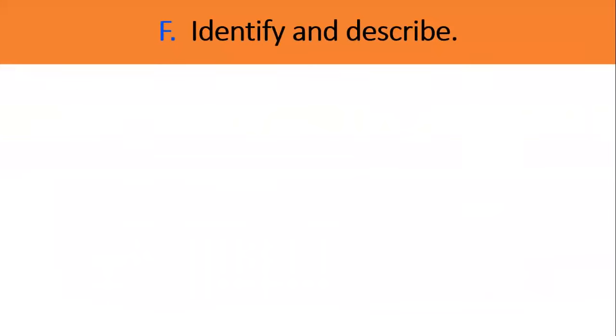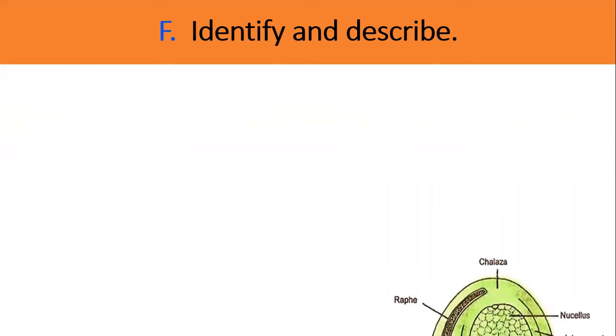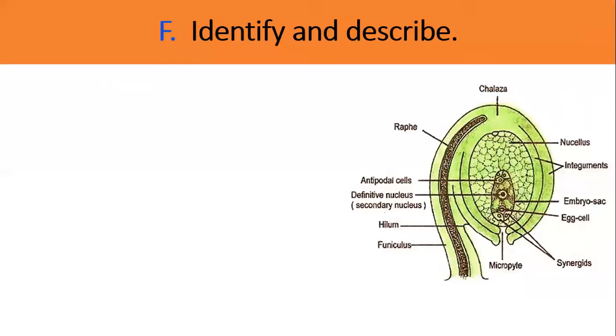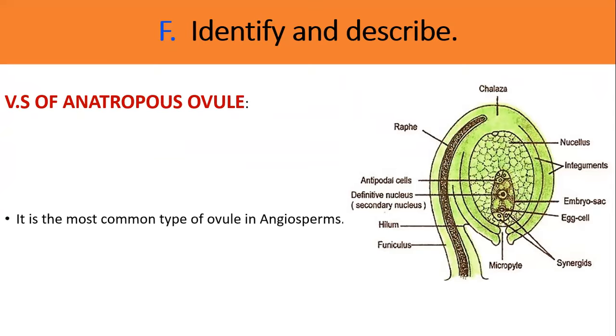The next spot is spot F. Identify and describe. Here students, you will be given a specimen. You have to identify. Now this, when you look at this diagram, it's very easy to understand. This is anatropous ovule. On spot F, if you get something like this, you have to write it. This given specimen is for V.S. of anatropous ovule.